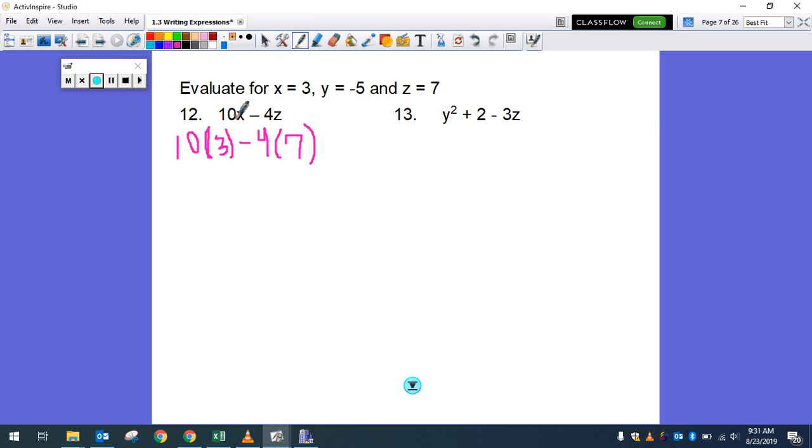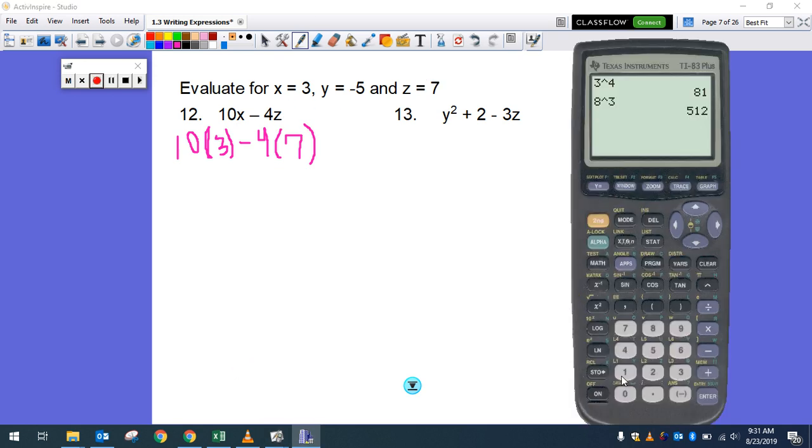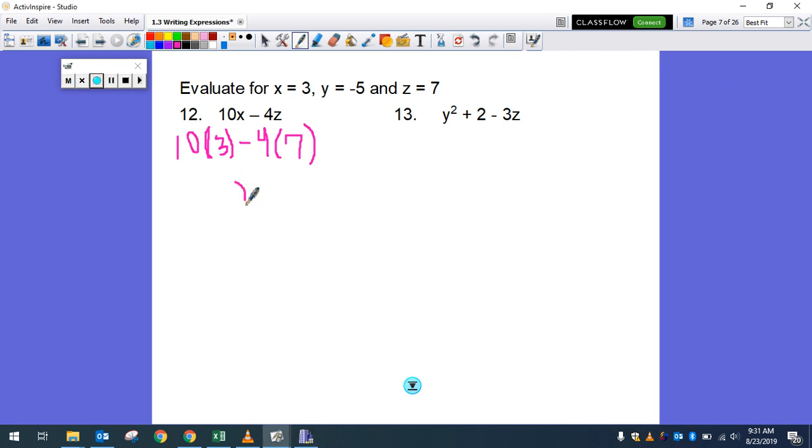So let me go through that again. I brought my 10 down, x, I don't want an x, it says x is 3. So whenever you plug it in, put it in parentheses. Bring down your minus, bring down your 4, and instead of a z, I'm going to plug in a 7. And then we just type it in our calculator. 10, the parentheses buttons are right here. So 3 minus 4, and then in parentheses 7. And you get 2. So when we evaluate this, the answer is 2.